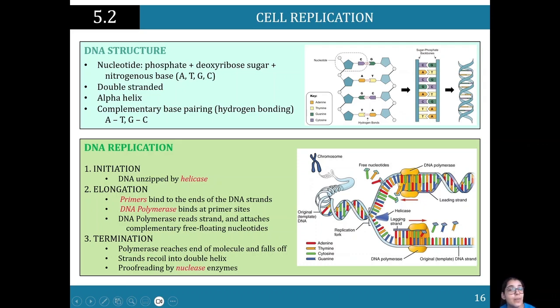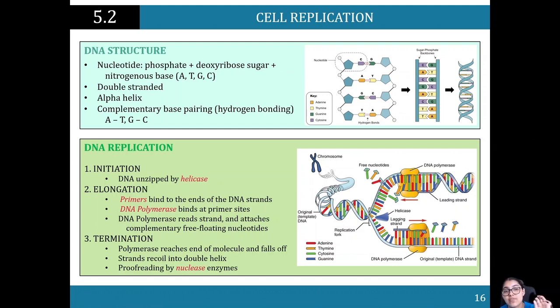Finally, we have termination. And in termination, essentially what happens is that the polymerase, right here, the DNA polymerase, is going to reach the end of the molecule, which symbolizes that the replication has occurred. It is going to then go away. The strands are going to recoil into a double helix. Remember, they like to be protected. They like to be sheltered, so they're going to recoil again.